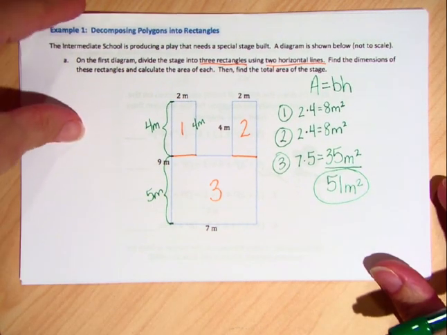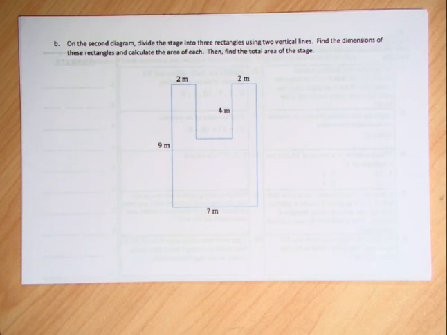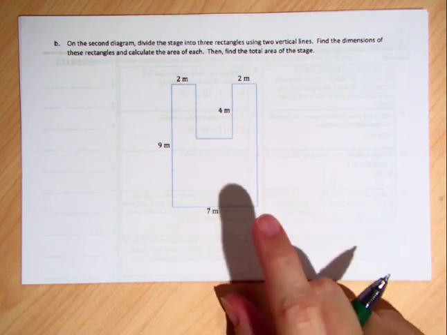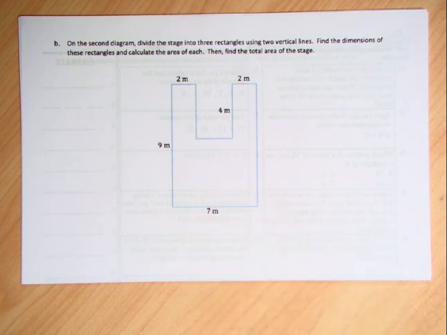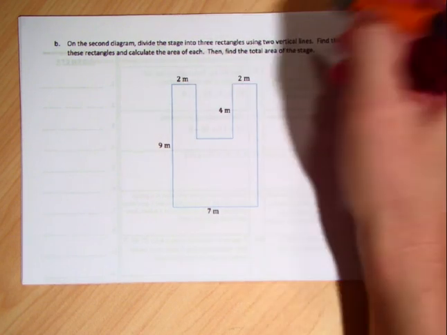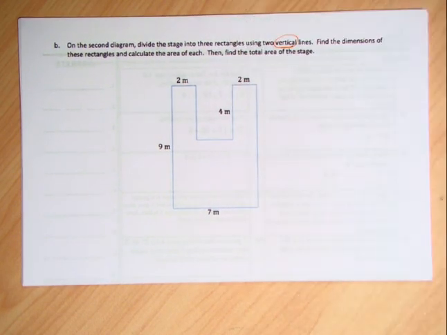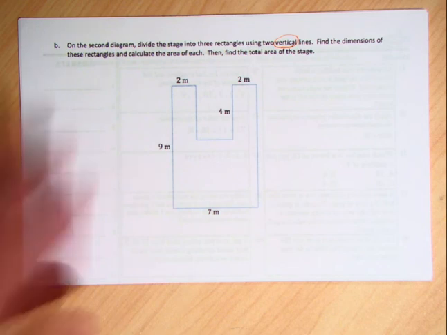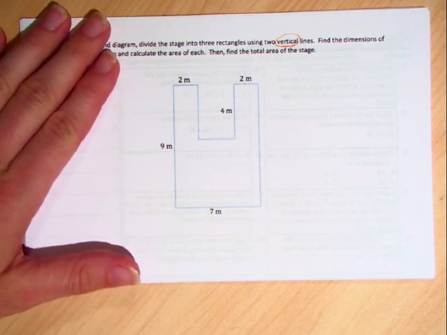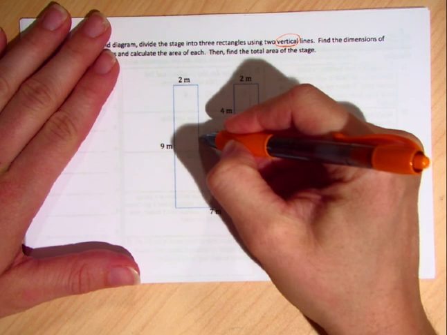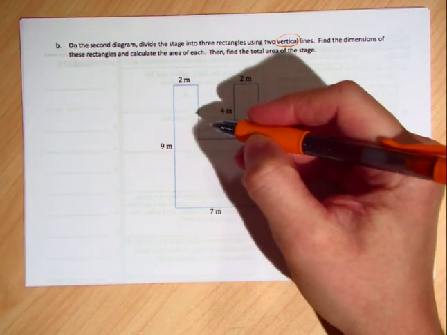Okay. Let's take a look at the next example. On the second diagram, it's the same stage, same problem. Divide the stage into 3 rectangles using 2 vertical lines, and then find the dimensions of each and the total. Okay. Vertical lines, 2 vertical lines. I can do one here, and I'm going to use my paper to make a straight line.